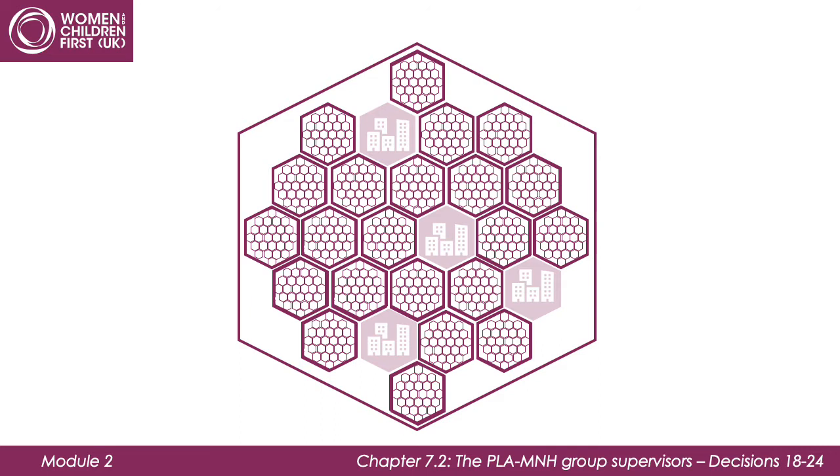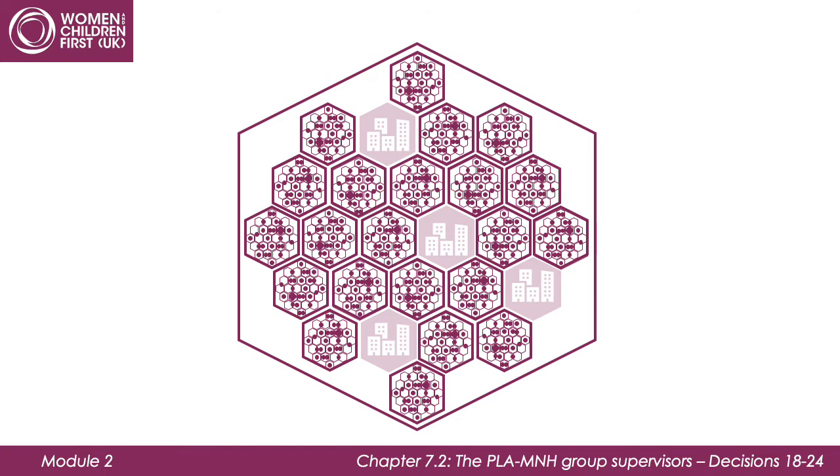These health facility catchment areas can be subdivided into administrative units. Groups can then be allocated across these administrative units. And groups can also be allocated to PLA-MNH group facilitators by referring to the number of groups that fall within each of the facilitator-defined catchment areas. Well, facilitators can be allocated to supervisors in exactly the same way.